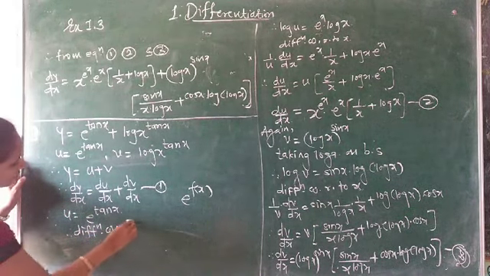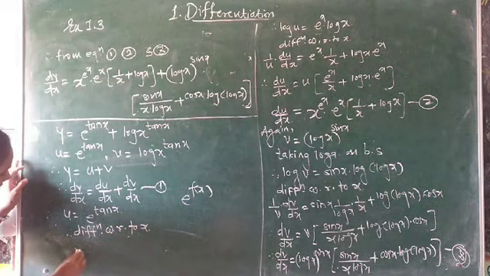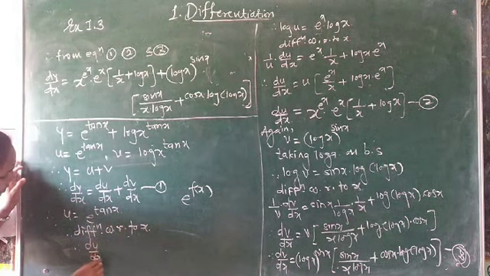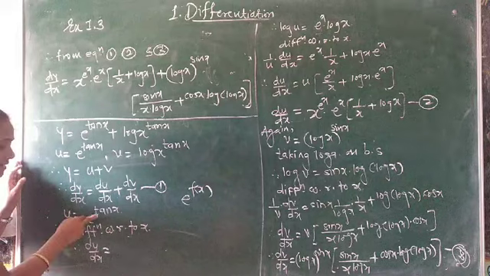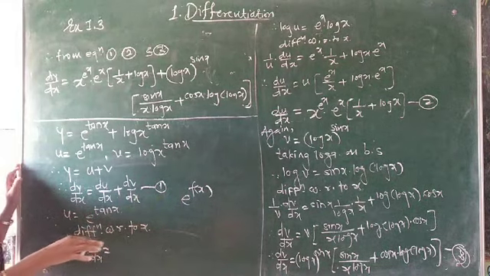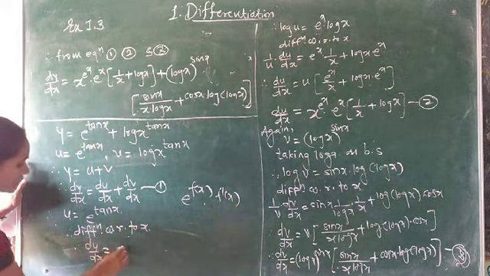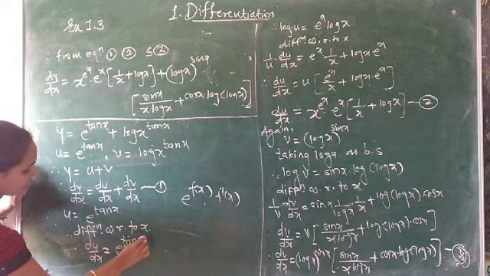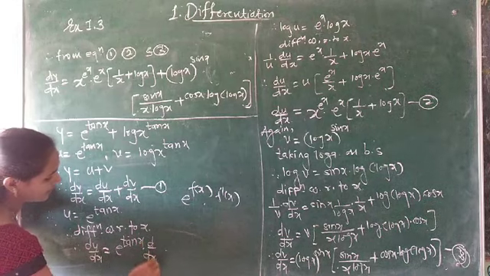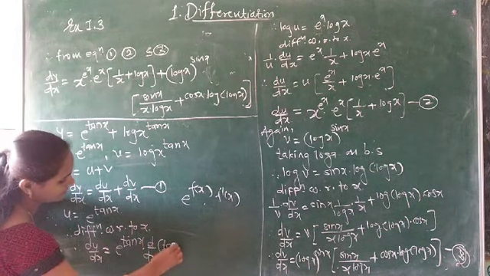Differentiate with respect to x. Therefore, du upon dx is equal to, what is the derivative of e raised to f? It is e raised to f into f dash of x. So here write the derivative of e raised to tan x as it is, e raised to tan x, into multiply the derivative of tan x.